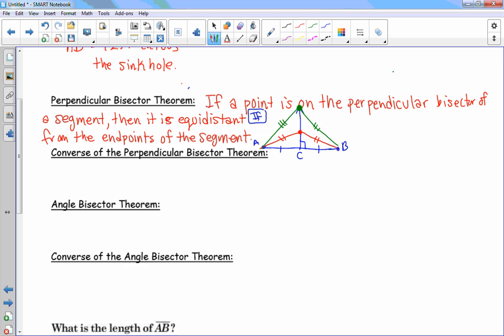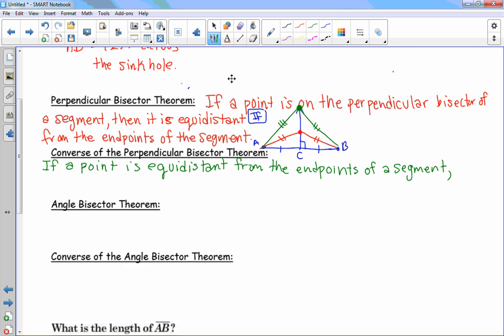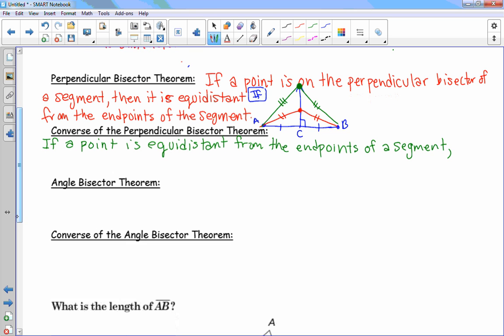Just remember it. If a point is equidistant from the endpoints of a segment, then it is on the perpendicular bisector of the segment.